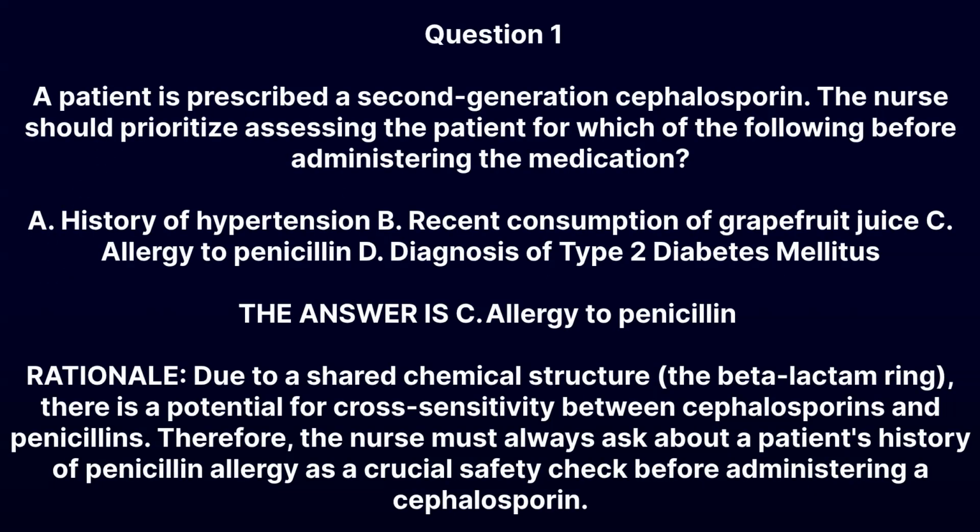Question 1. A patient is prescribed a second-generation cephalosporin. The nurse should prioritize assessing the patient for which of the following before administering the medication? A. History of hypertension. B. Recent consumption of grapefruit juice. C. Allergy to penicillin. D. Diagnosis of type 2 diabetes mellitus. The answer is C. Allergy to penicillin.